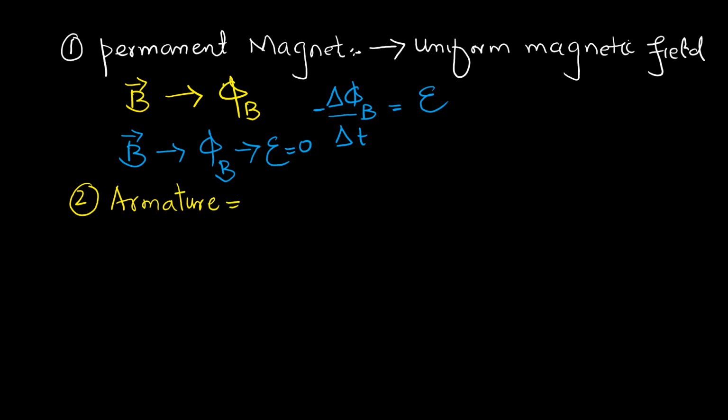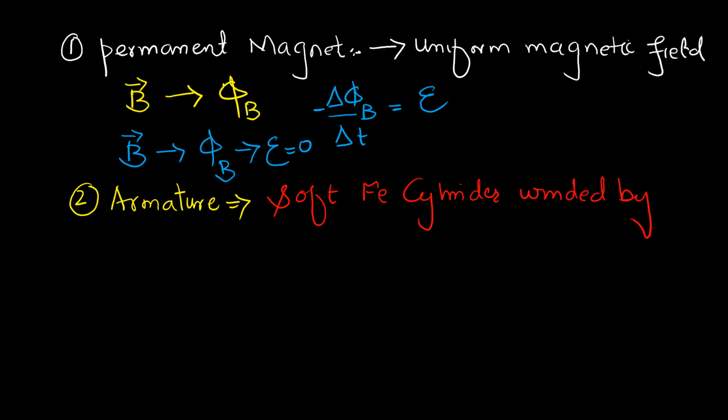Armature is a very simple part of an alternating current generator. It is just a soft iron cylinder which is wound by insulated copper wires or coils.